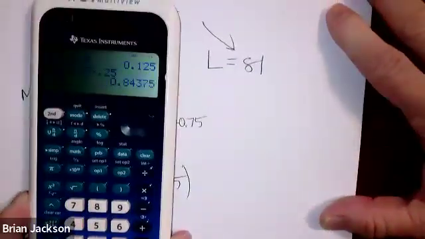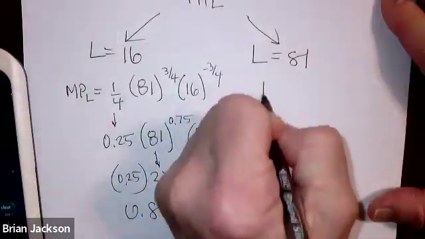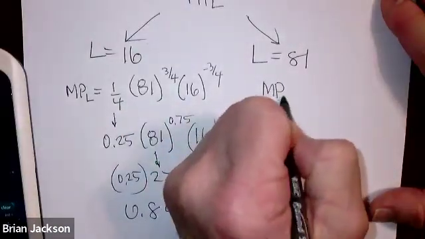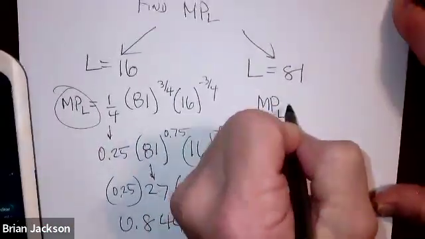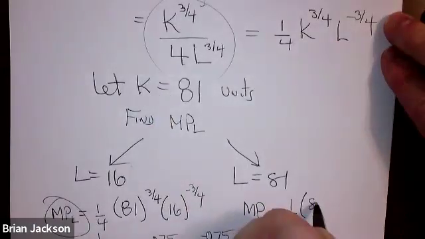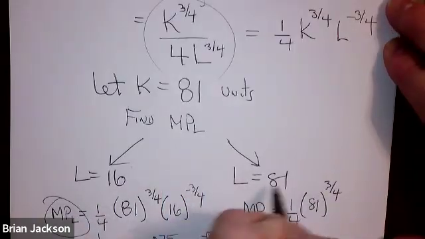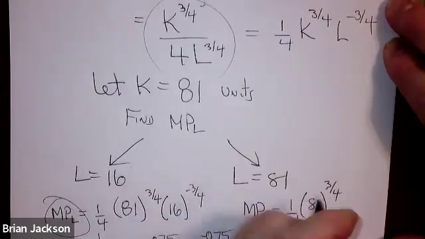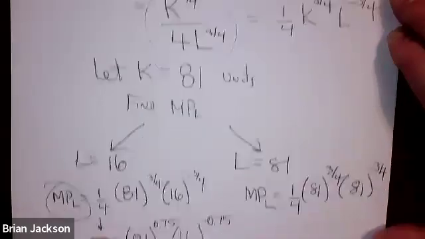Okay. And then I'm going to come over here. I'm going to do the same thing. But what's my marginal product of labor now? It's going to be different than it was over here. Marginal product of labor now is going to be 1/4, using this formula again here. It's 1/4 times units of capital to the 3/4. So this is 81 to the 3/4, just like we had before. But now this is, instead of 16 like we had over here, it's 81 to the negative 3/4. Okay, 81 to the negative 3/4.